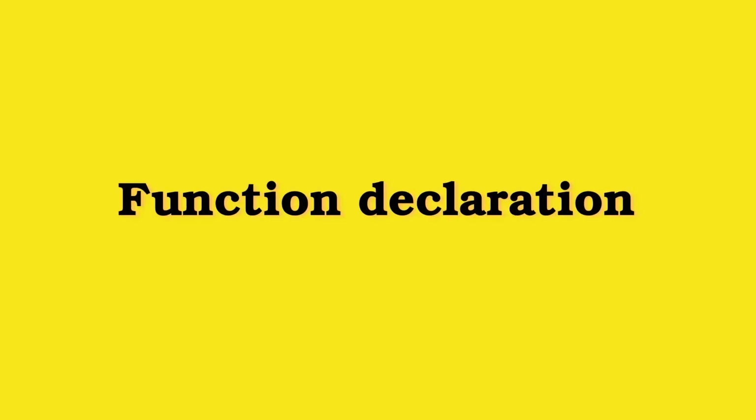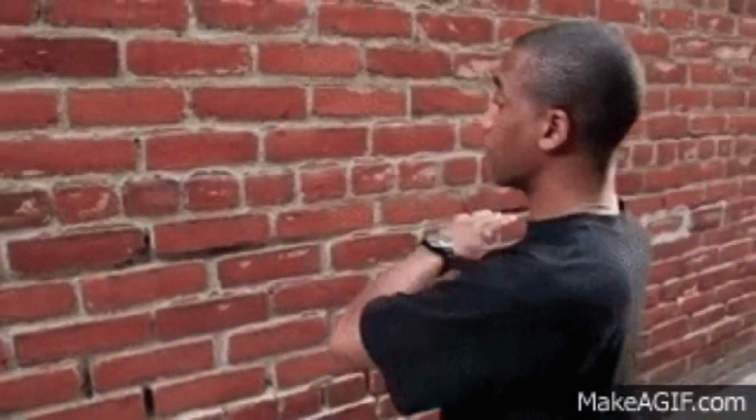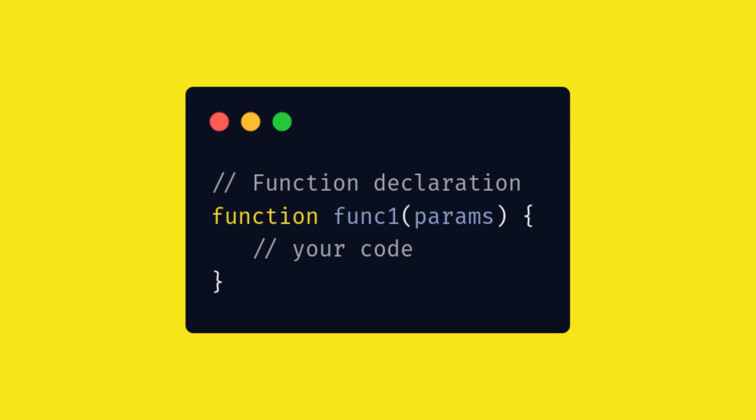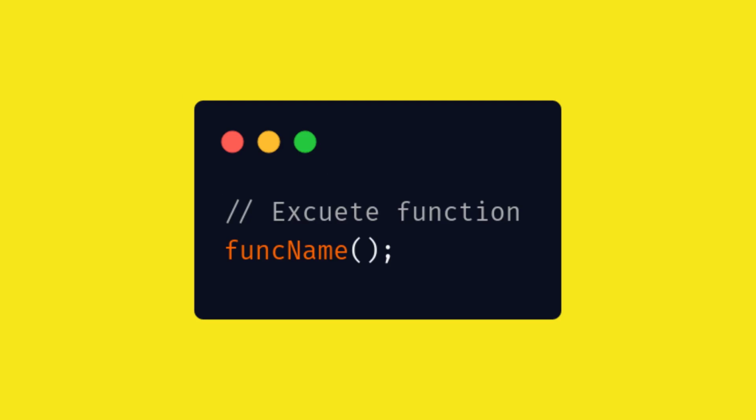Function declarations. First is a standard function declaration. This syntax has been in JavaScript since the beginning. You must use the keyword function and then your function name, parentheses, and open a block. To call it, just use the function name followed by parentheses. In this example, like funcName, parentheses, and it's called.